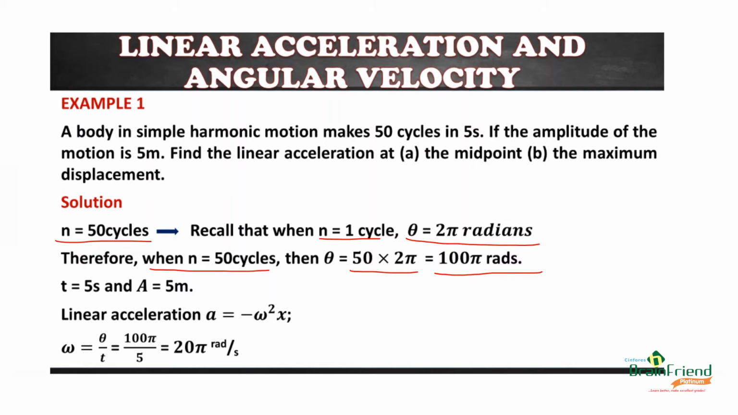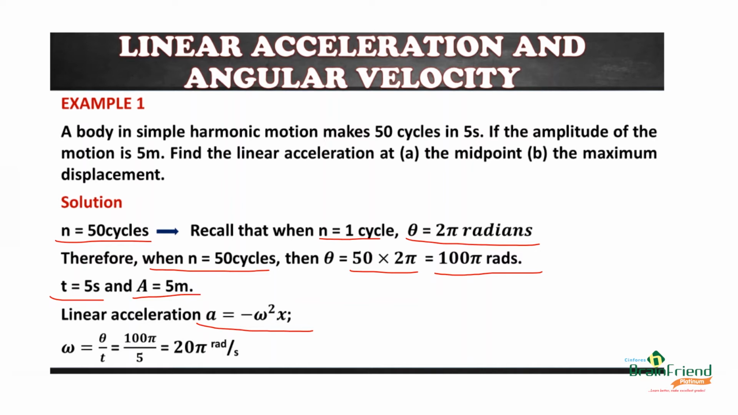Also from the equation, the time taken to complete the 50 cycles, small letter t, is equal to 5 seconds. And our amplitude of the motion A is equal to 5 meters. We are asked to calculate the linear acceleration. The formula for calculating the linear acceleration, considering the parameters given, will be a equal to minus omega squared x.